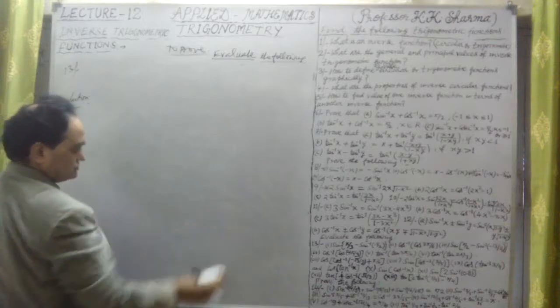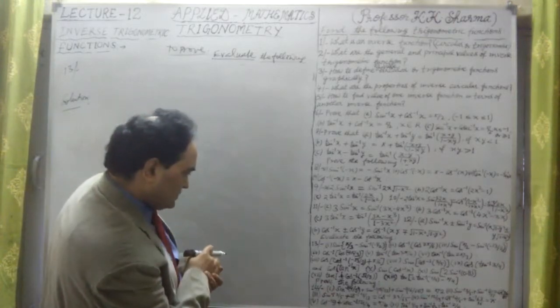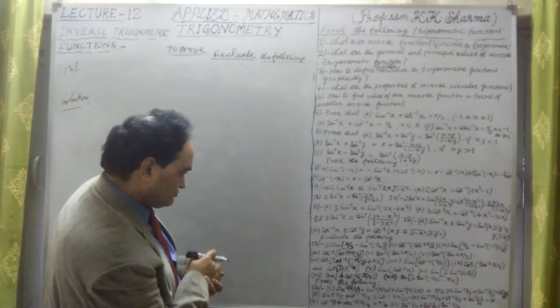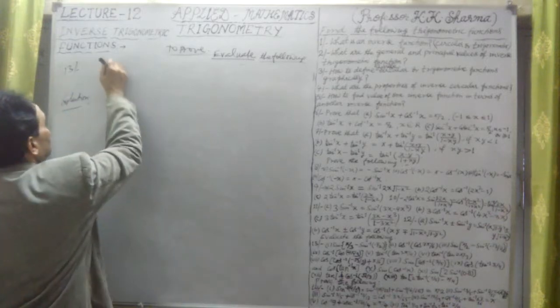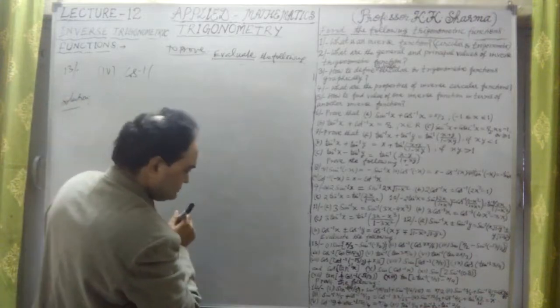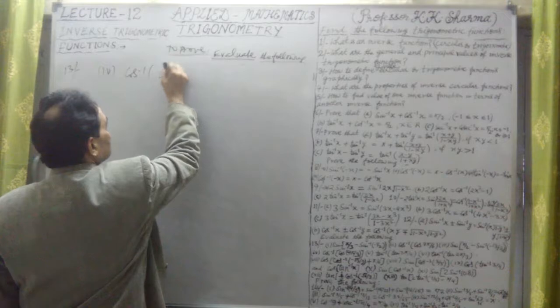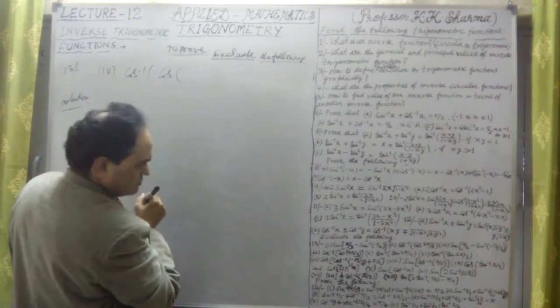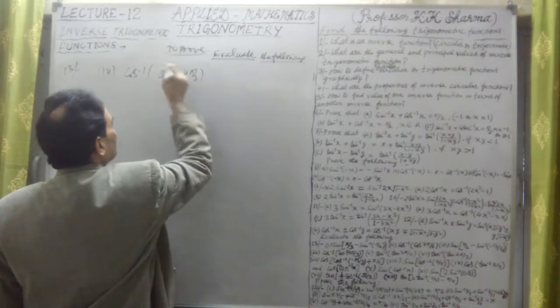Okay, now question number. Okay, fourth part of this is, fourth part, third we have done. Fourth part: cos inverse of cos 4 pi by 3. This is 4 pi by 3 here.